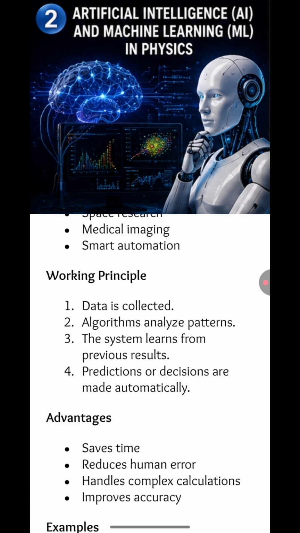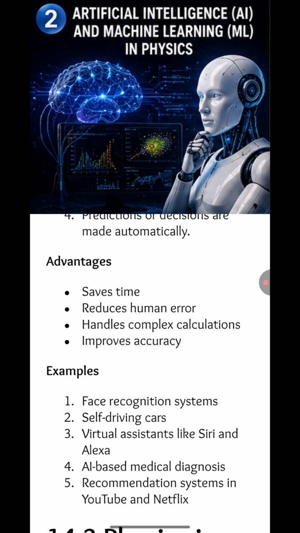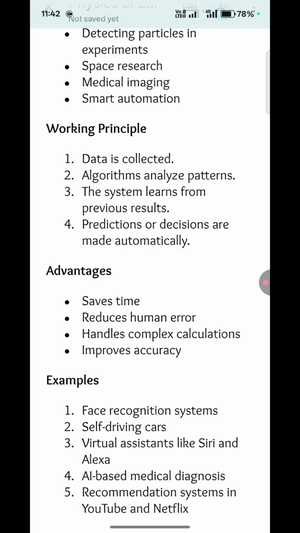So what are the advantages of AI and ML in physics? It saves time, reduces human error also, handles complex calculations and improves accuracy. Some of the examples where we use AI and ML: face recognition systems, self-driving cars, virtual assistants like Siri and Alexa, AI-based medical diagnosis, recommendation systems in YouTube and Netflix, etc.